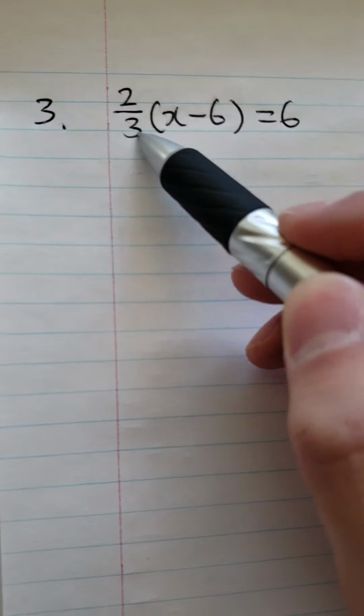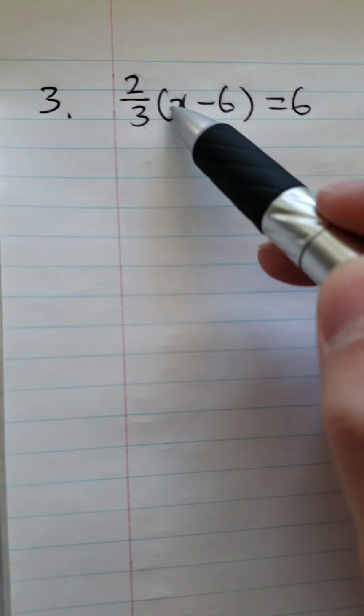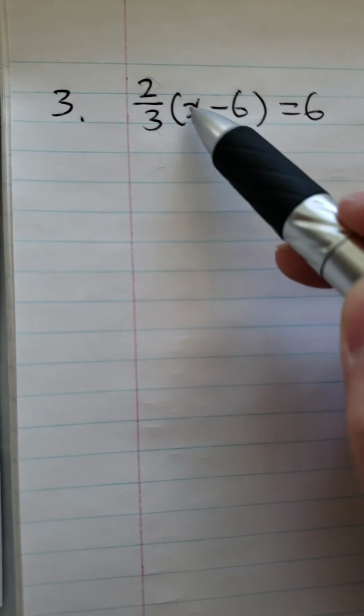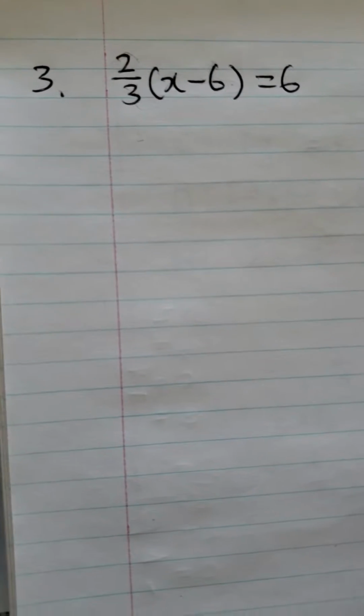Okay, so this question can be solved in two ways, so I'm just going to show you both ways. The first way is you can expand this out, because you're multiplying this 2 over 3 by the bracket x minus 6, so you can simplify this and then solve it. And the other way I'm going to explain later.